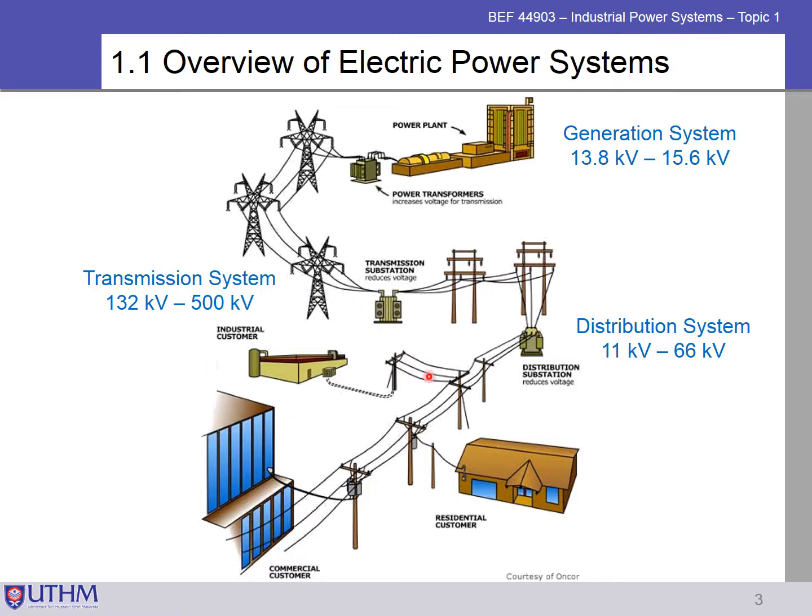industrial customers only. There are three types of distribution, which are residential, commercial, and industrial. But for IPS, we just cover industrial power system for 11 to 275 kV. Okay, we can see here that the industrial customer is connected directly to the transmission substation.